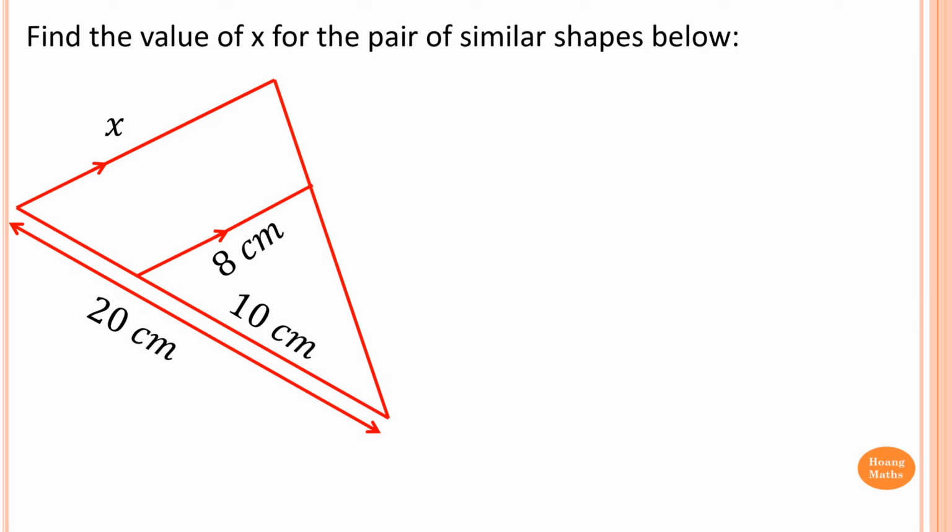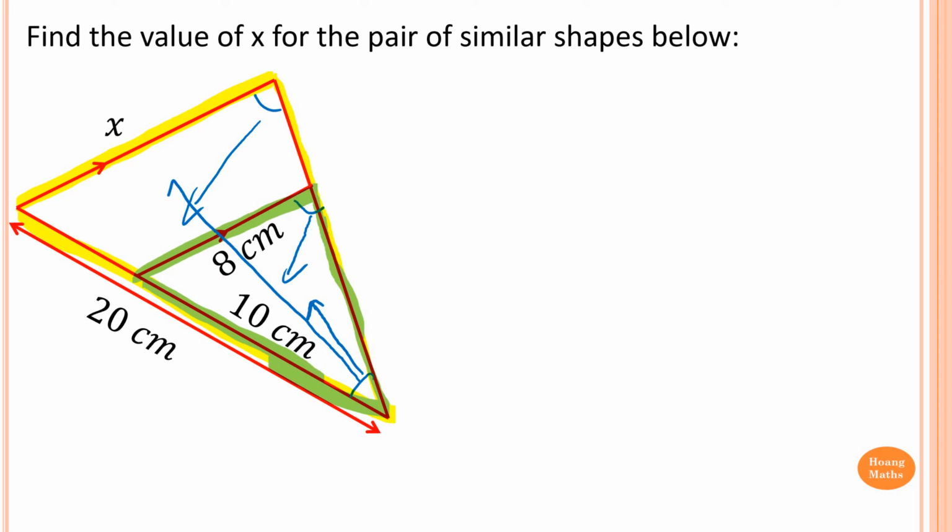Find the value of x for the pair of similar shapes below. We know that there are two similar triangles here. The larger triangle is here, and the other one is here, the smaller triangle. We know this angle here is equal to this angle because corresponding angles in parallel lines are equal. So this 10 centimeters is corresponding to the largest triangle's 20. And this angle here is a common angle, so 8 is corresponding to x.